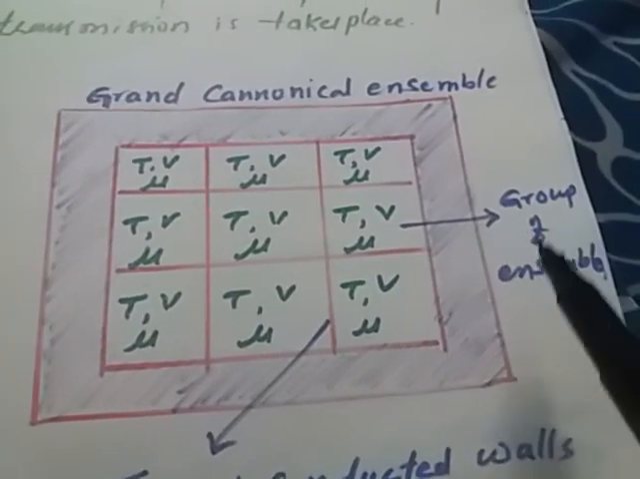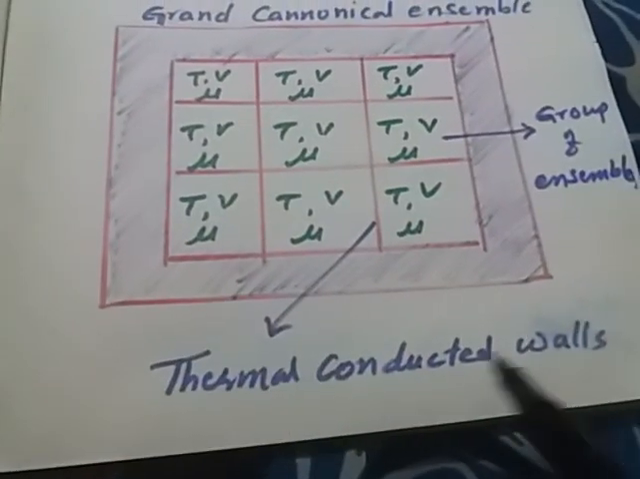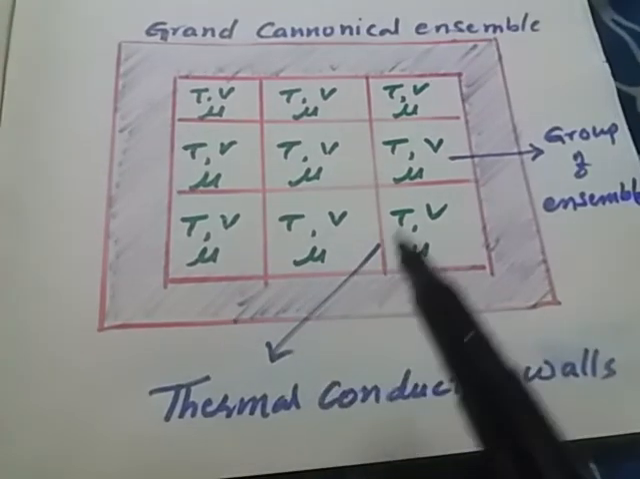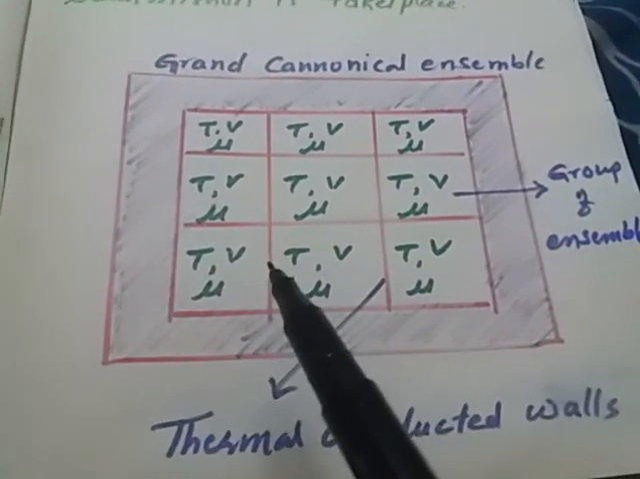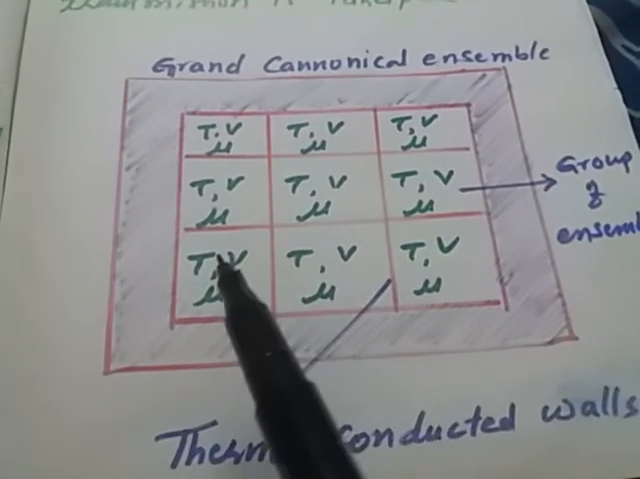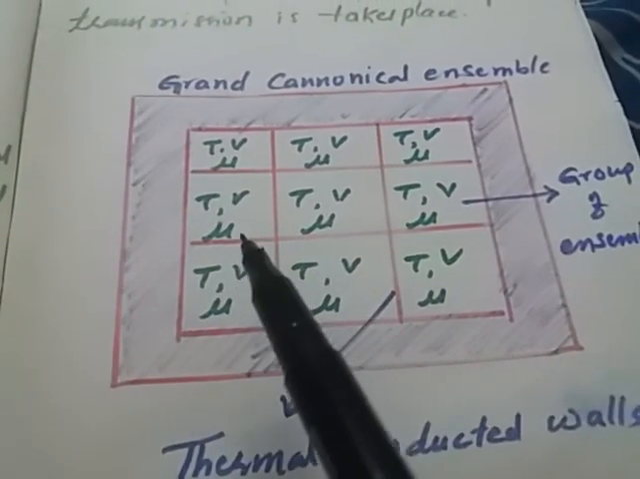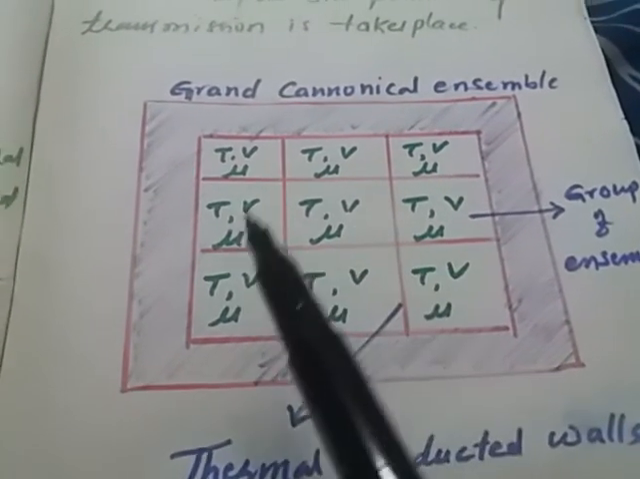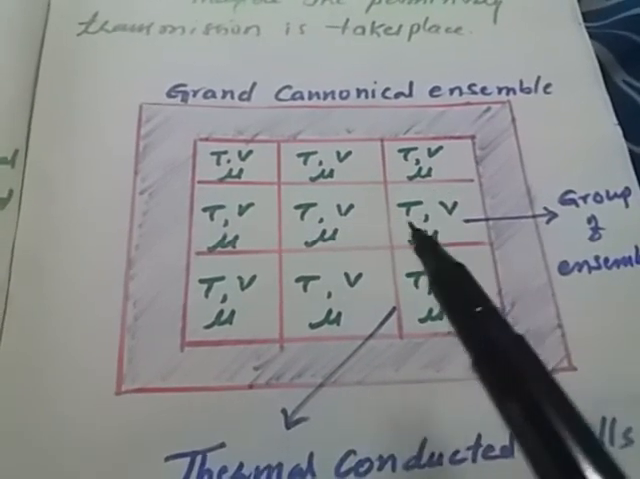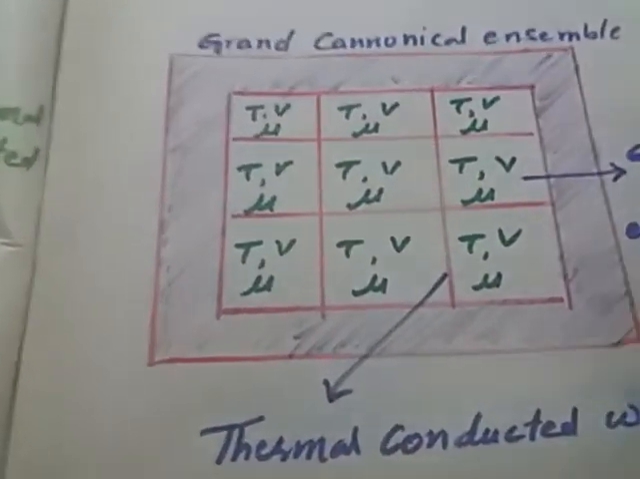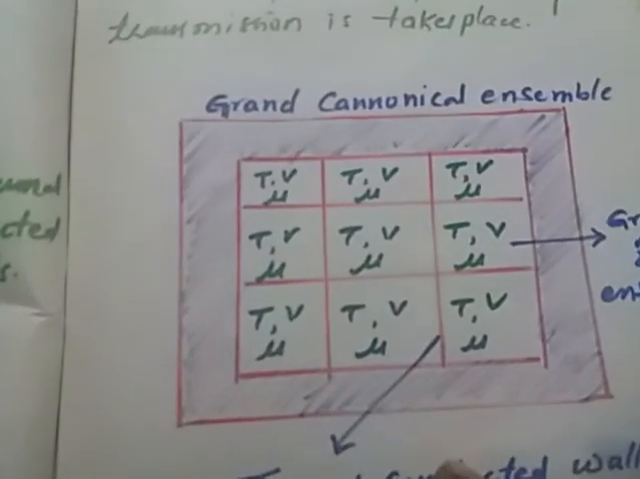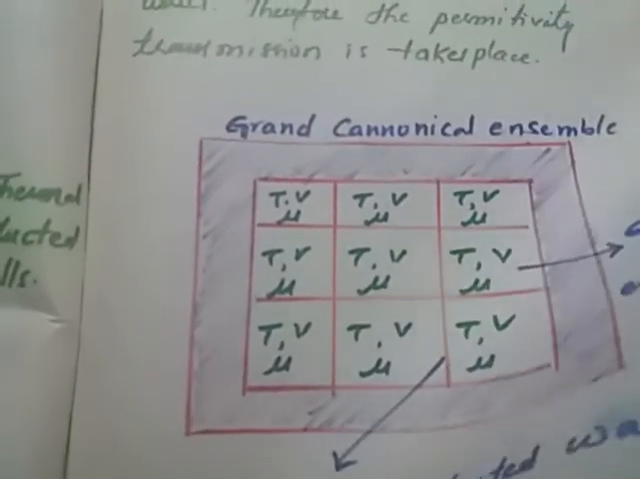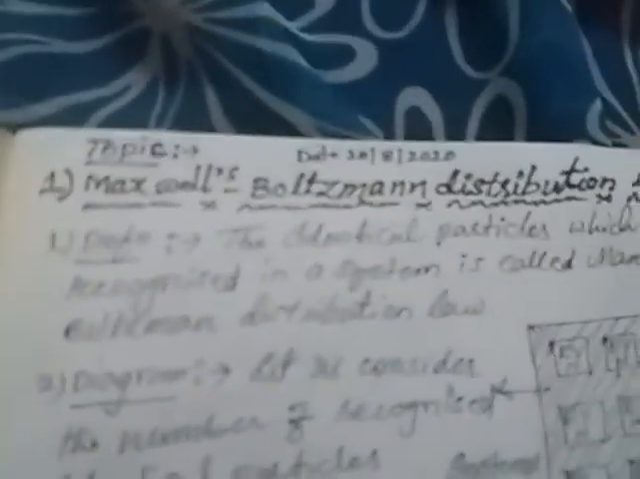So these are the groups of ensembles. The thermal conducting walls are there, horizontal and vertical. In this condition, what happens here? Only the permeability for the chemical potential changes from one system to another system. Understood here? These are the main important ensembles: microcanonical, canonical and grand canonical. Understood, students? According to this, now we have to discuss today's topic.